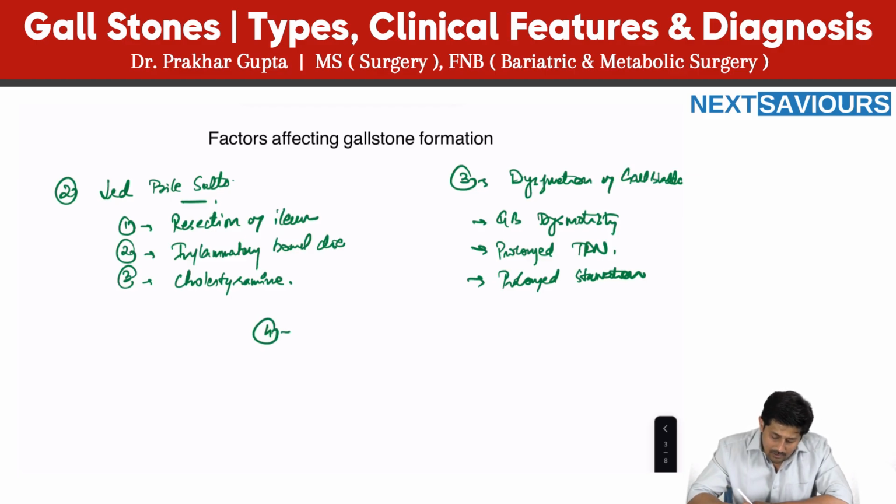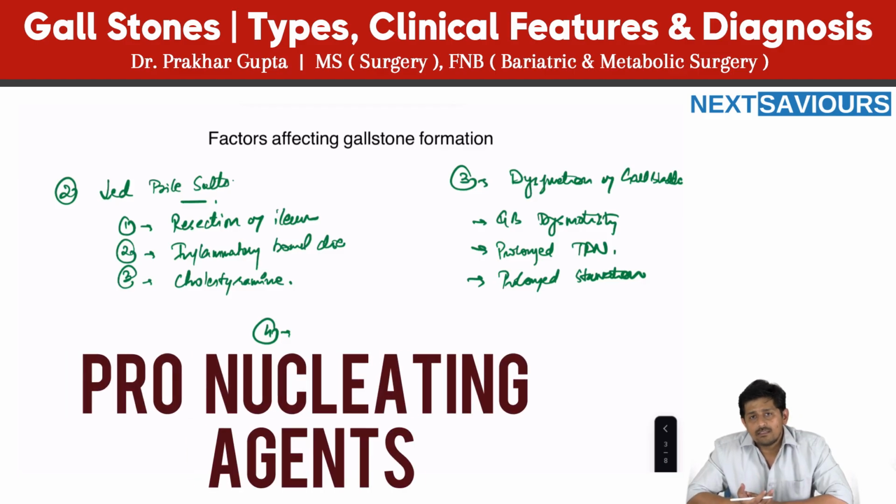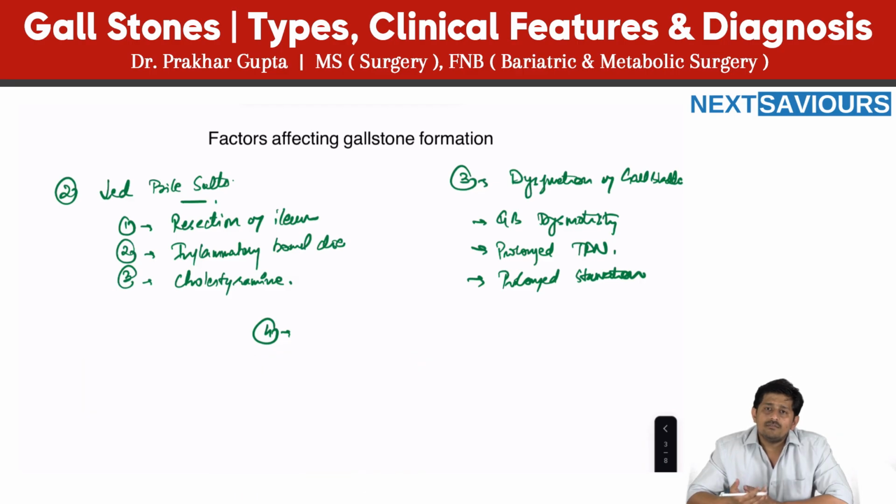Now another important factor is there are certain pro-nucleating agents. There are certain agents which tend to increase the formation of crystals of cholesterol, and these are mucus that is secreted from the alveolar glands in the neck of the gallbladder, or there is infection. So I hope this is clear how gallstones form.